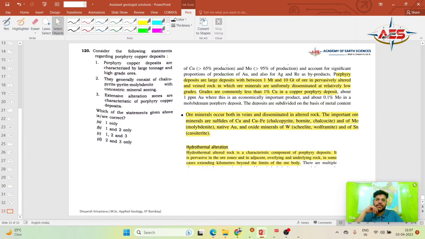Then the last one, consider the following statements regarding porphyry copper deposits. Porphyry copper deposits are characterized by a large tonnage and high grade ores. Remember that porphyry deposits occur in a disseminated manner, especially in stockwork-like bodies, occurring proximal to the magmatic pluton. So you can see some information regarding porphyry copper deposits.